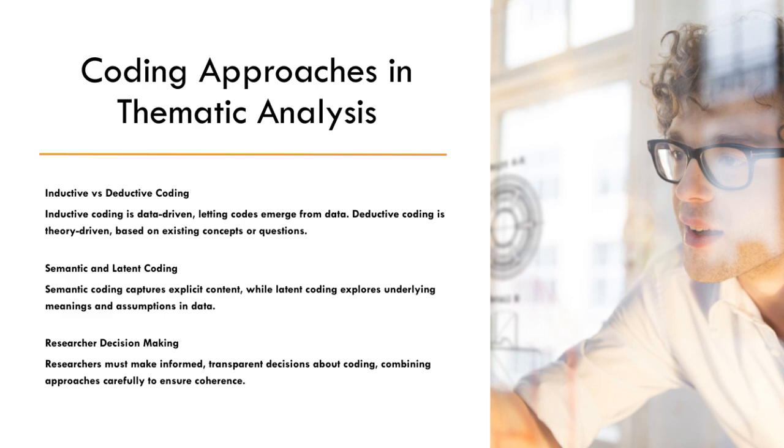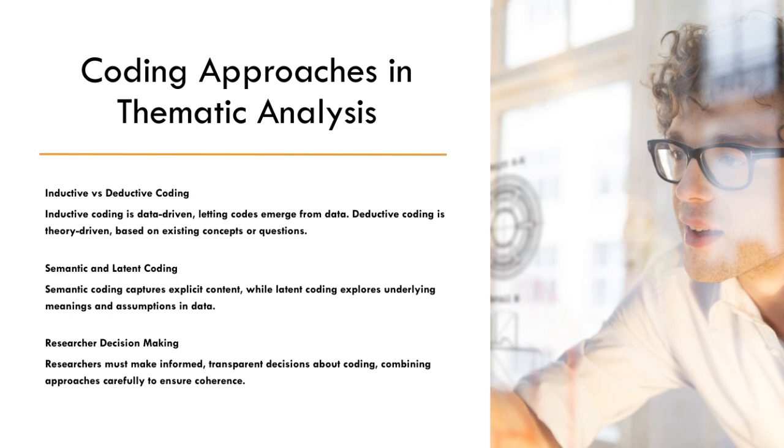Semantic coding deals with the explicit content, what participants are actually saying on the surface. Latent coding digs deeper, looking for the underlying meanings, assumptions, or ideologies that might be present but not directly stated. This latent approach involves more interpretation and requires us to engage thoughtfully with the theoretical context.